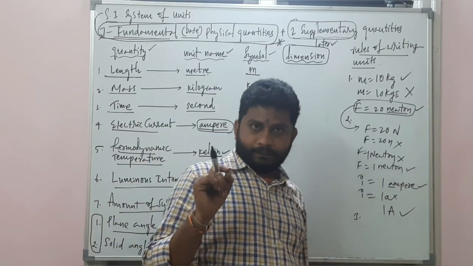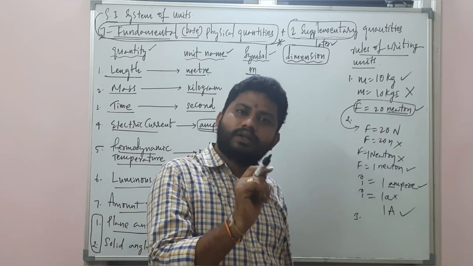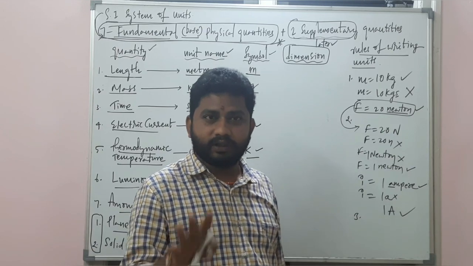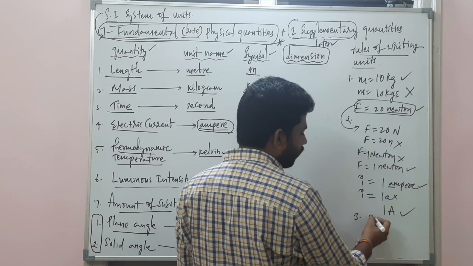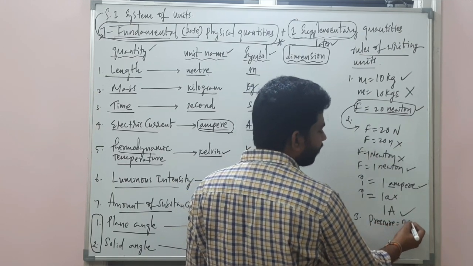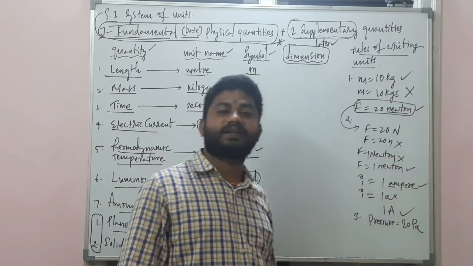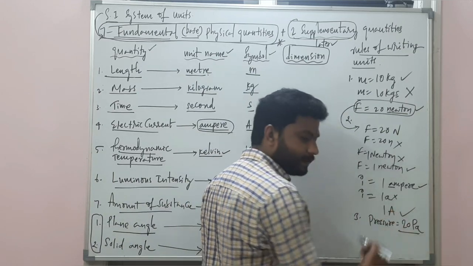If you want to mention two letters for a unit, for example, pressure. The pressure acting on a body is equal to 20 Pa. The SI unit of pressure is Pascal. Okay, so this is how you should mention it.